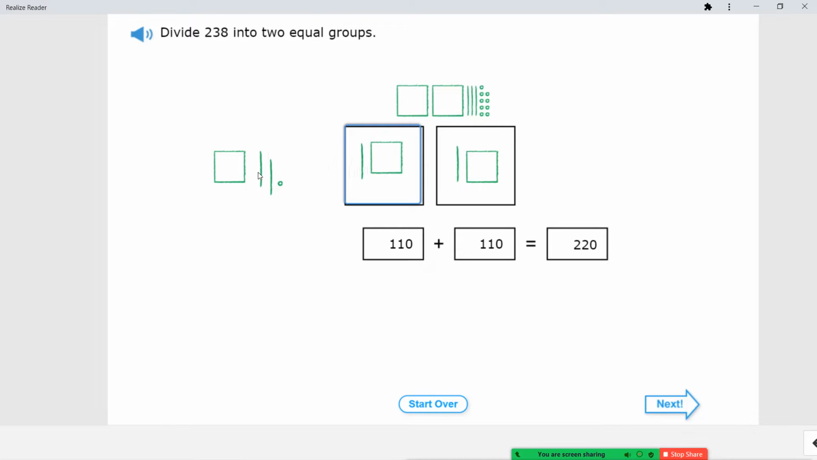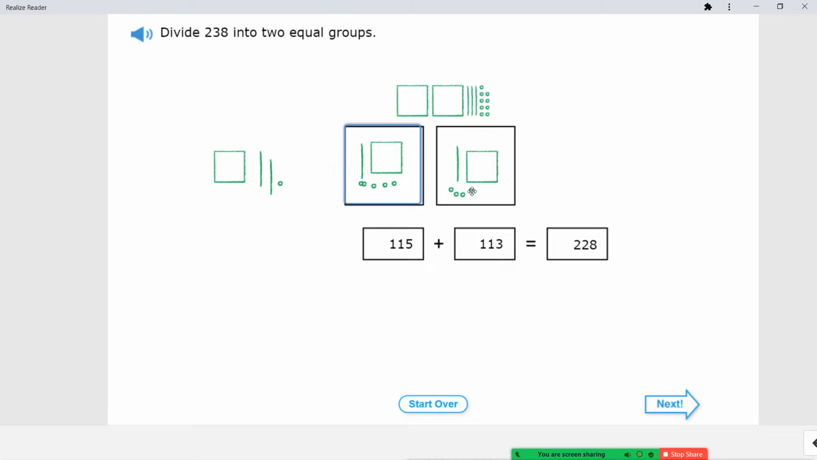So I'm going to break apart my last group of 10 into 10 ones. So 10 ones, I'm going to put 1, 2, 3, 4, 5 here. And then I'm going to put another 5 there because I know 10, when I split it into 2 equal groups, I end up with 5.